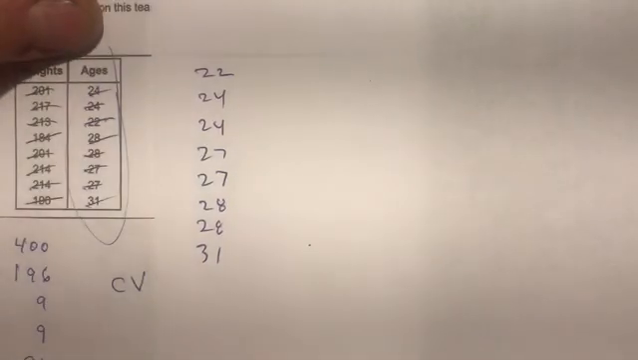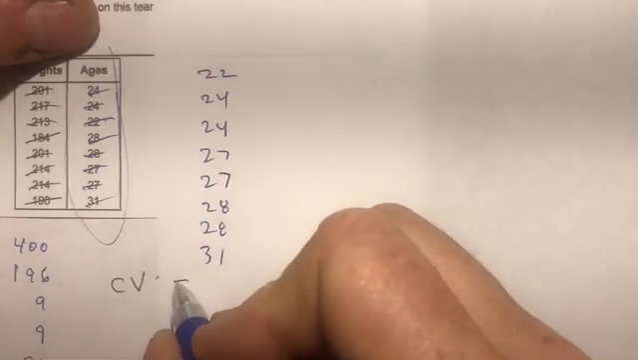So we'll put these in order. 22 looks like this first one. 24, I got two 24s. I've got two 27s. I got two 28s. And then I got a 31. 2, 4, 6, 8. There's all of them. Okay, so I'm going to sum those up.